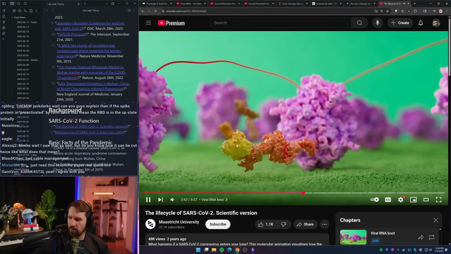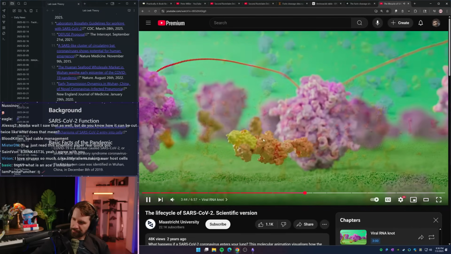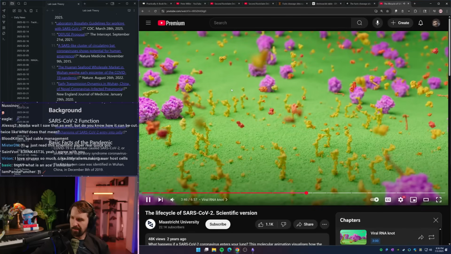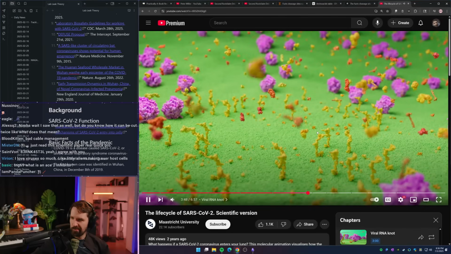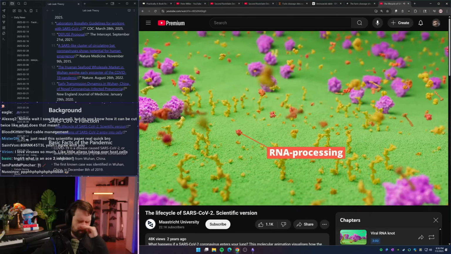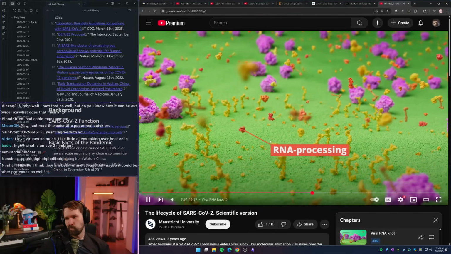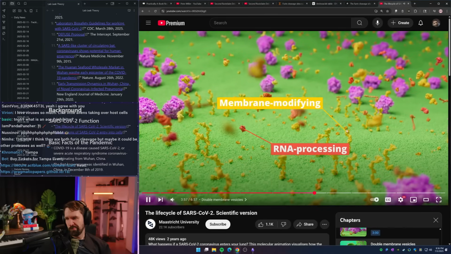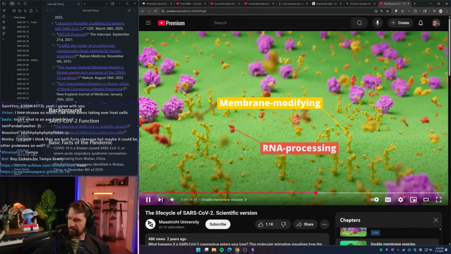Because of the pseudoknot, the translation of the viral RNA often stops prematurely. As a result, the host cell produces fewer of the RNA processing NSPs from beyond the knot than the various membrane-modifying NSPs from before the pseudoknot.